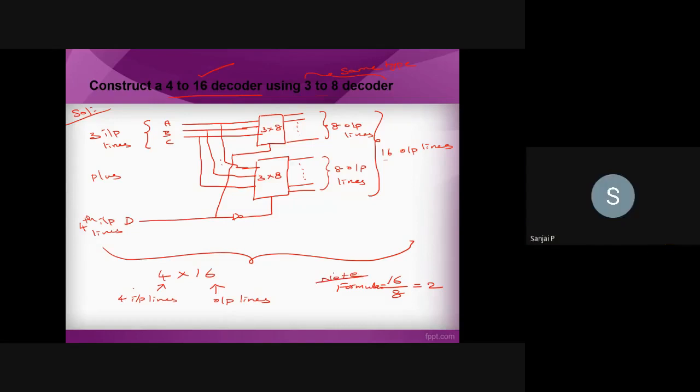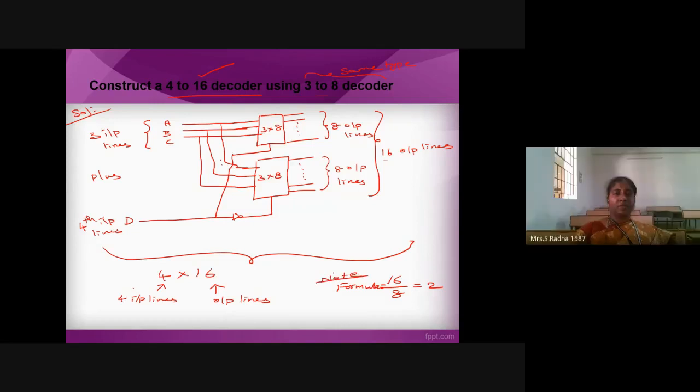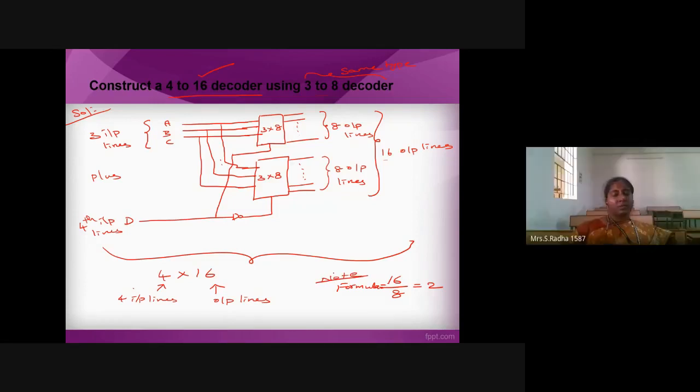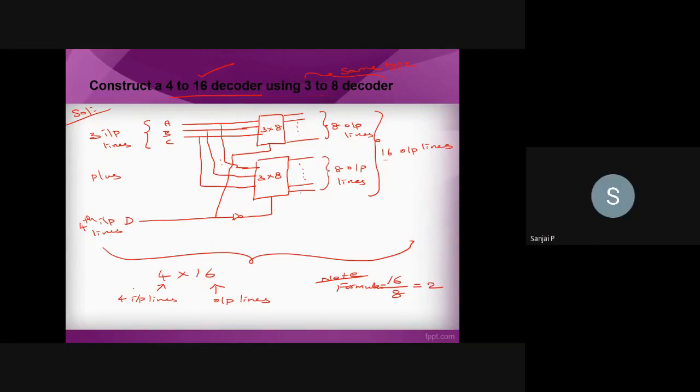Ma'am, if different types, can we use a buffer? Where will you use a buffer? Ma'am, instead of an inverter. With an inverter, one will be on, one will be off, only 8 outputs. Buffer means at a time 16 will come. If you are giving a buffer, at a time 16 will be coming.